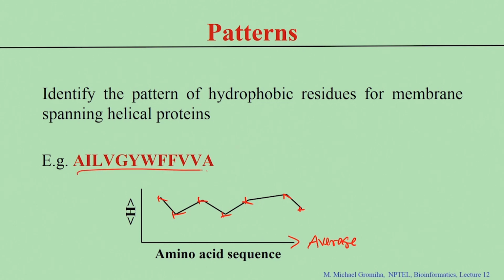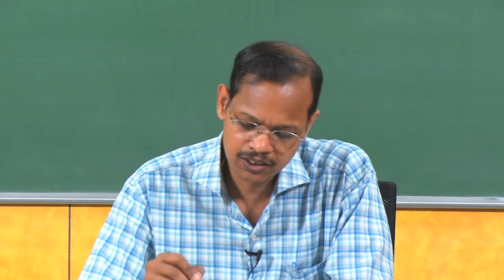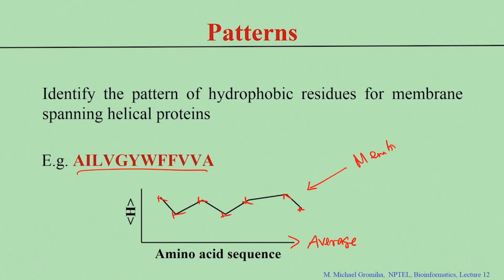For example, put this sequence: A is hydrophobic, I is hydrophobic, L is hydrophobic. So, all residues are hydrophobic. So, we have the pattern of highly hydrophobic residues. If this is the case, this will resemble a type of protein segment. Which type of segment? The membrane spanning alpha helices, right. So, this is the membrane spanning alpha helices.